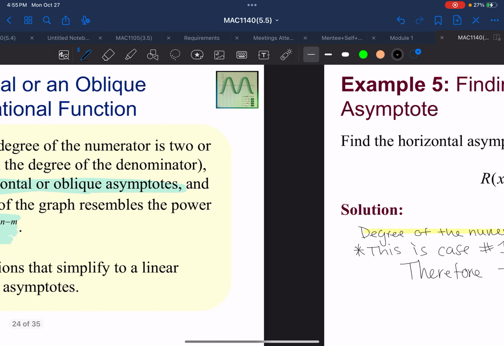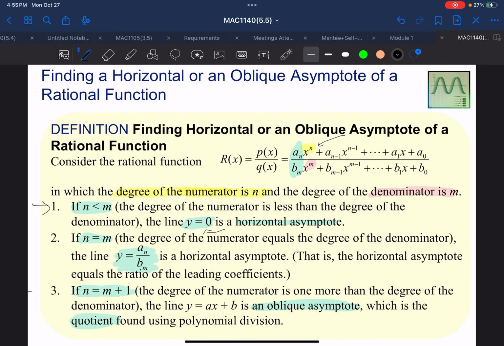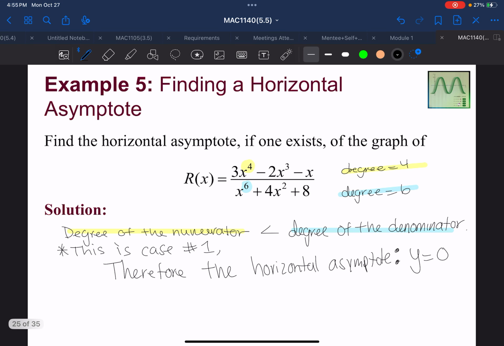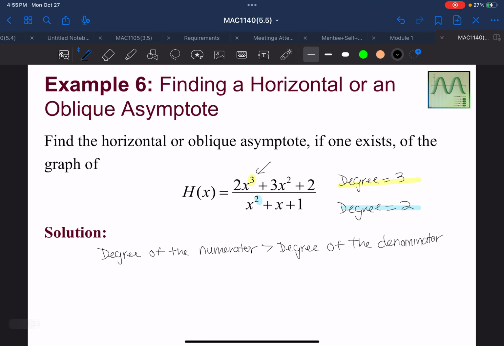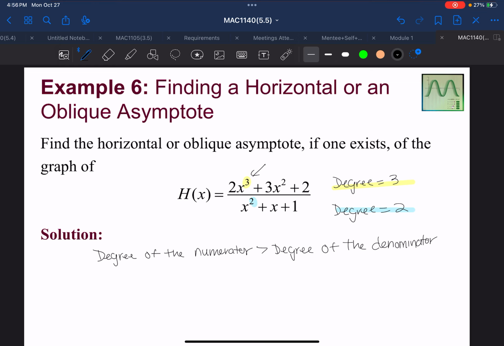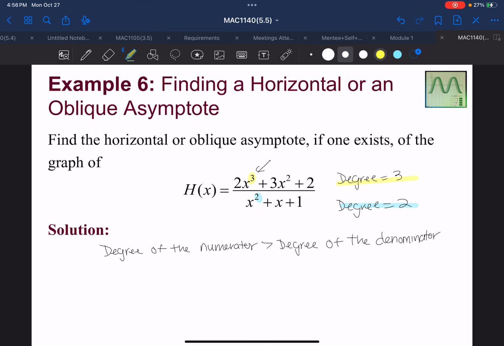So that is the case of the third case. So n is equal to n plus 1. That means that the top, sorry, which is 3, is equal to the bottom, which is 2 plus 1. So that is true. So it just means the numerator's degree is greater than the denominator's by 1. So when this is the case, then we have an oblique asymptote, so no horizontal asymptote.